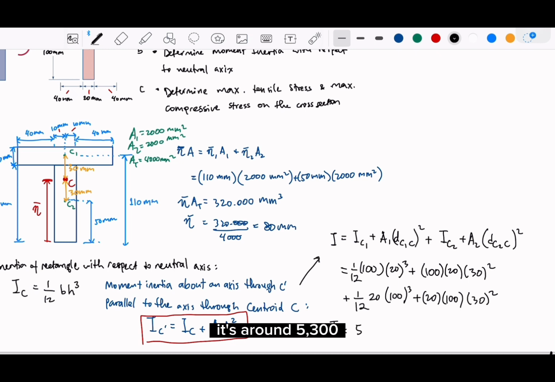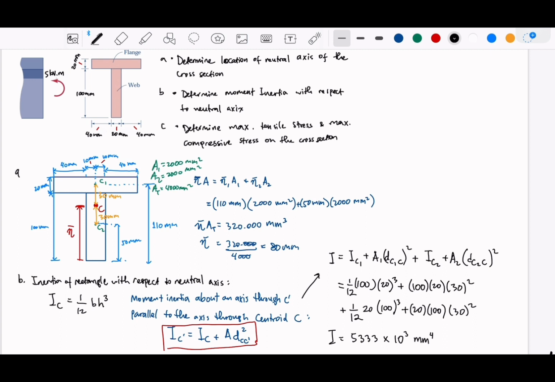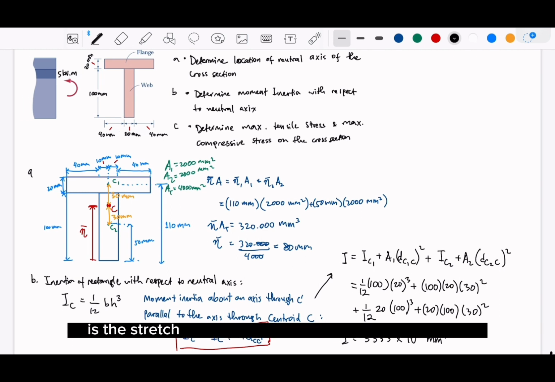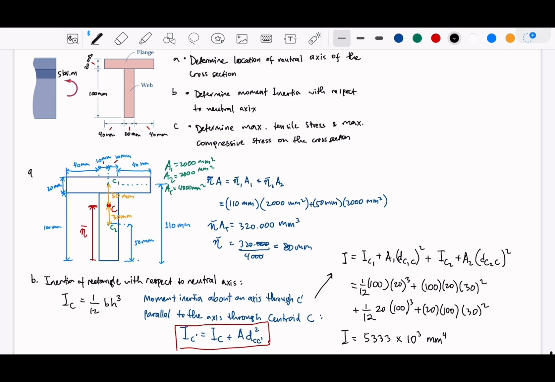It's around 5,300, multiplied with 1,000, so it's around 5 million millimeter to the power of 4. Still okay? And now the idea for the whole component is the stress in the tensile or the compressive, which is number C. So this is going to be in process.